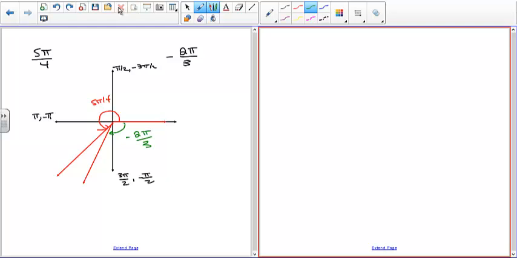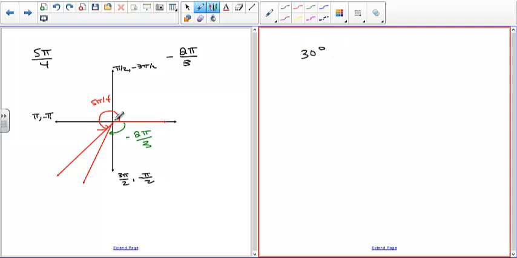Then what we have is measuring or representing angles as multiples of pi. So all you have to do there is, let's say you have 30 degrees, and we want to represent that as some multiple of pi.